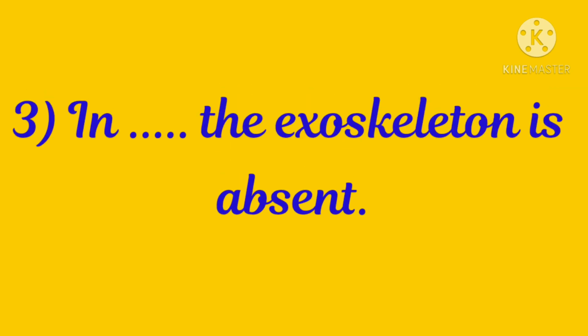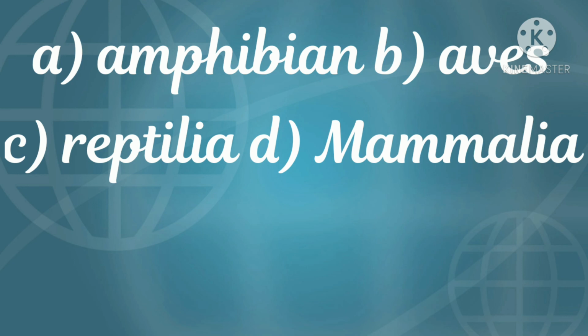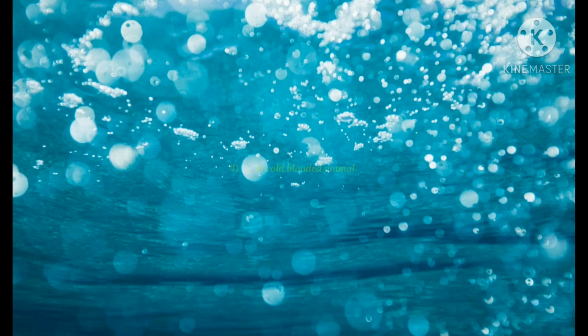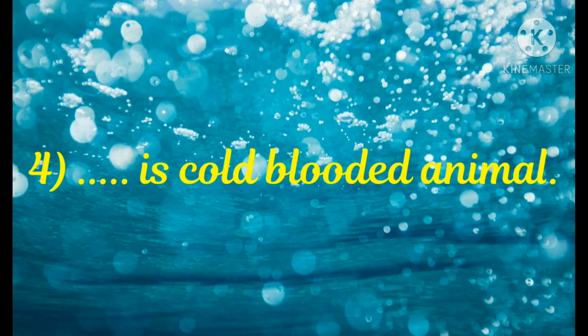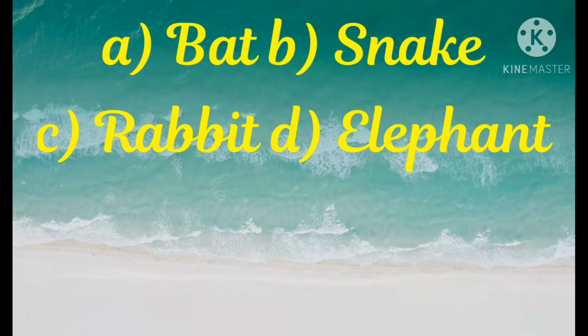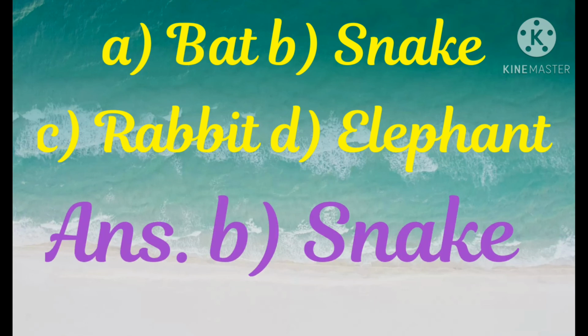3. In dash, the exoskeleton is absent. The options are A. Amphibian, B. Aves, C. Reptilia and D. Mammalia. Answer is option A. Amphibian. 4. Dash is a cold-blooded animal. Options are A. Bat, B. Snake, C. Rabbit, D. Elephant. And the answer is option B. Snake.